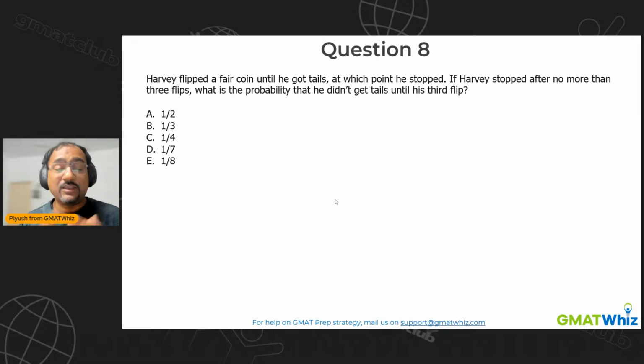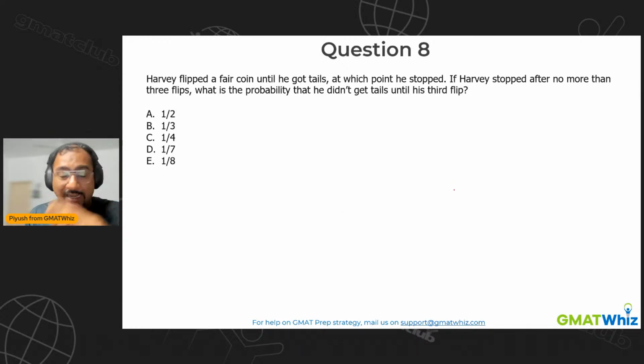For GMAT, honestly, you don't need to know what conditional probability is. Just understand the question, you'll be able to solve it. So the question says, Harry flipped a coin until he got tails. Okay. So once he gets tails, he stops. That's important. If Harry stopped after no more than 3 flips, so the total scenarios that we have to consider is a maximum of 3 flips.